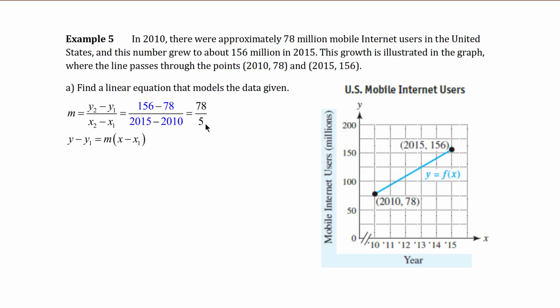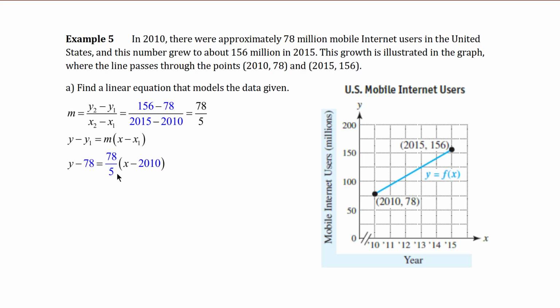Next, we'll need to use the point-slope equation, which is y minus y1 equals m times the parentheses x minus x1 close parentheses. From here, we need to choose one of the points that were given to substitute into the point-slope equation. Either one of these points will yield the same results. However, I'm going to use (2010, 78). I'll also plug in the slope value of 78 over 5. Plugging in those values into the point-slope equation, we get y minus 78 equals 78 over 5 times the parentheses x minus 2010 close parentheses.